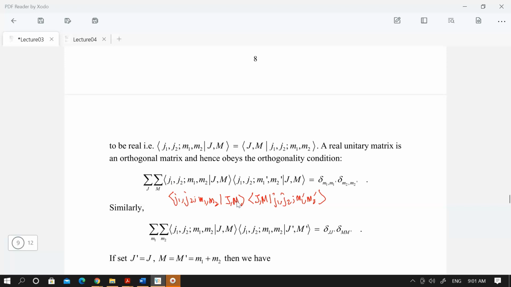Really, this is this bra acting on this ket, and this being summed over J and M is actually the identity operator. So in other words, what one should have is this mixed with that ket, and since it has different m values, you actually have delta m1 dash equals delta m2 dash.